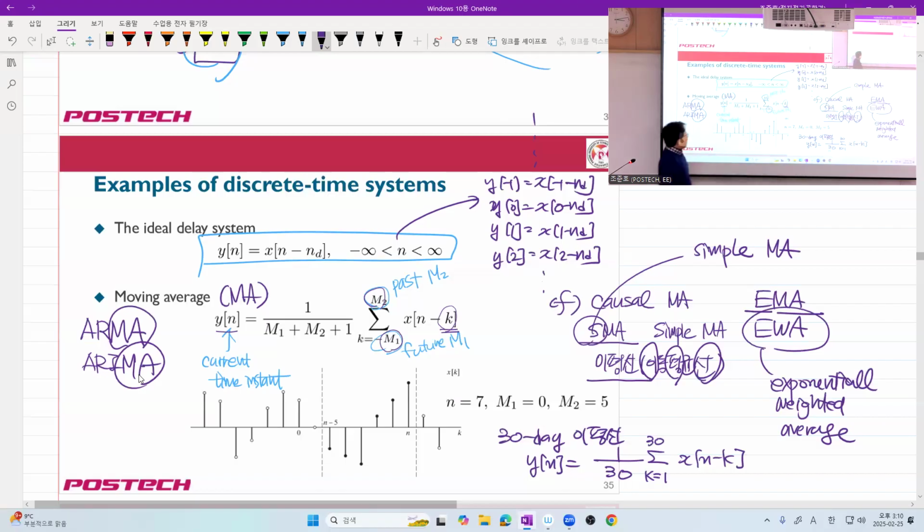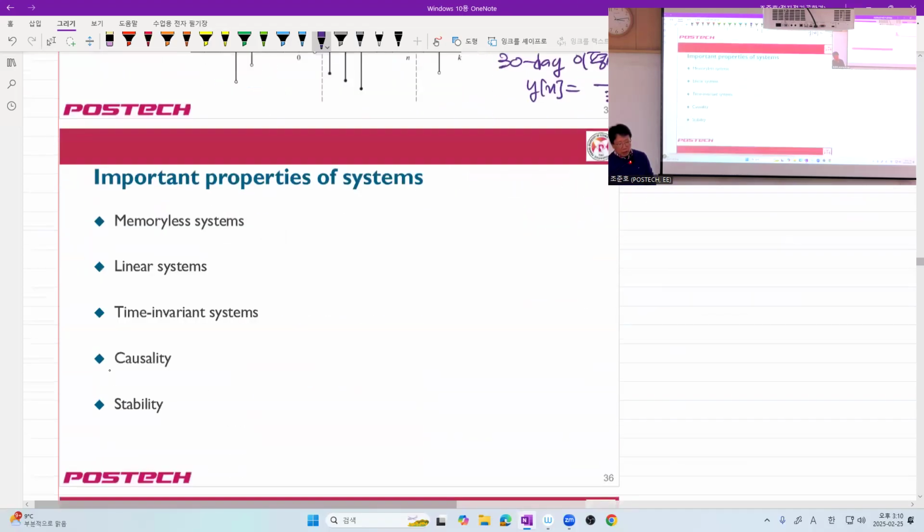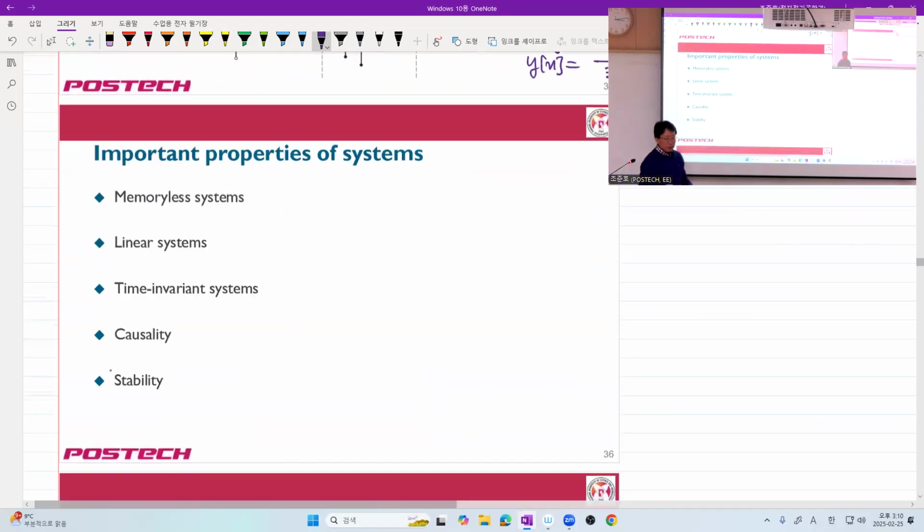Anyway, so probably in your fourth homework, you will draw these moving average lines on your graph. Got it? I've provided you some data taken from Cosby, and you are generating these things. Okay. Important properties of systems.